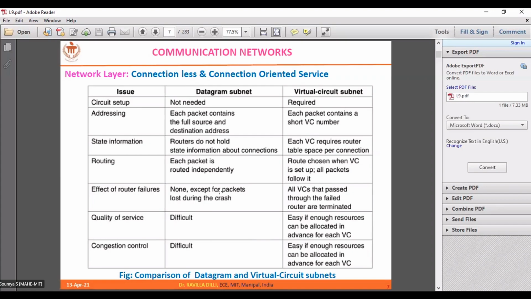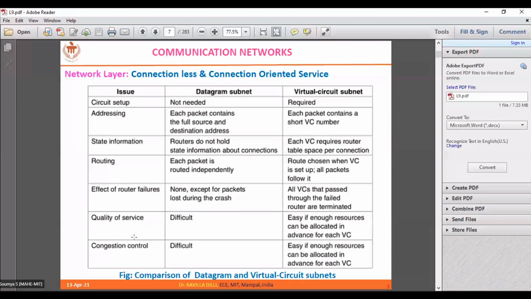Whereas what happens in a virtual circuit subnet? If one router in between in that virtual circuit fails, then the entire route, all the packets that were there in that route, will have to be retransmitted. All the communication will be terminated and you will have to find a new virtual circuit once again.